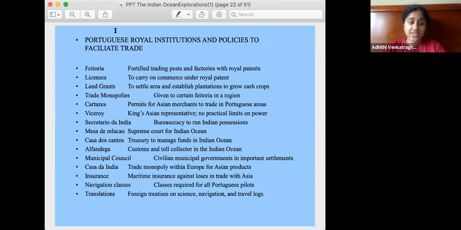These are some Portuguese royal institutions and policies to facilitate trade. I'm not going to read all of them out, but you can absolutely save this.